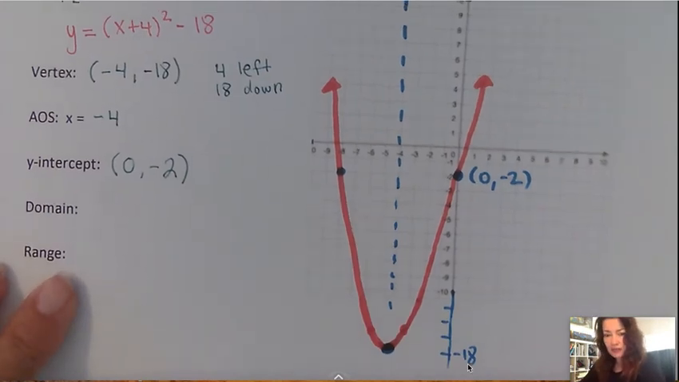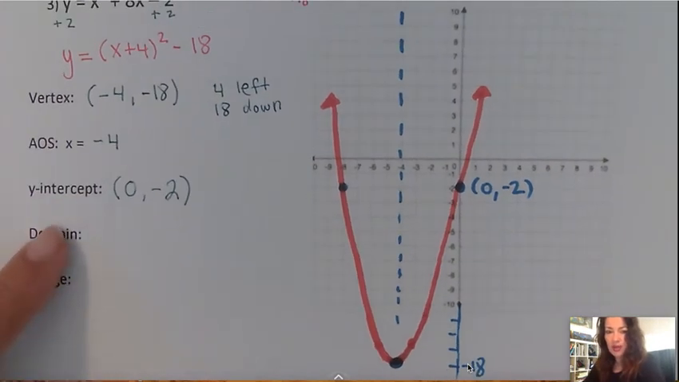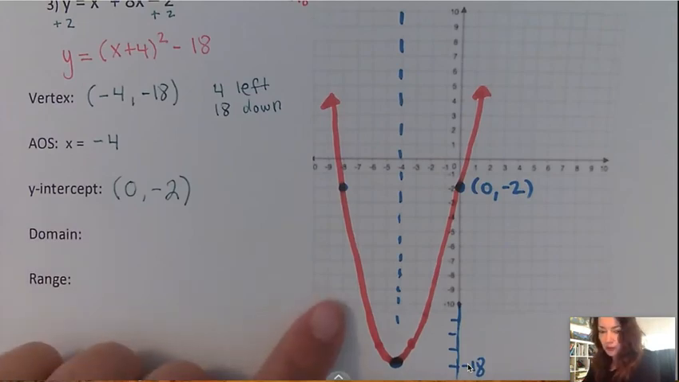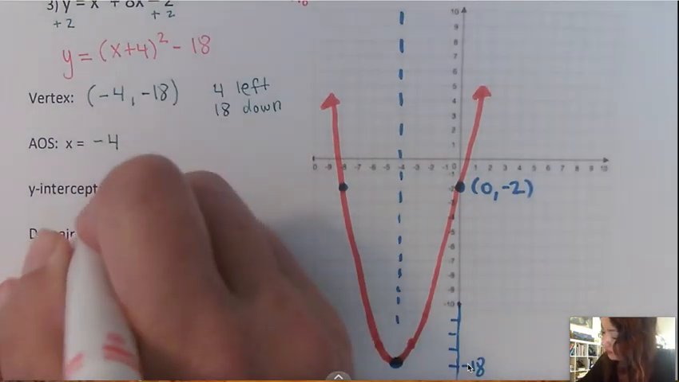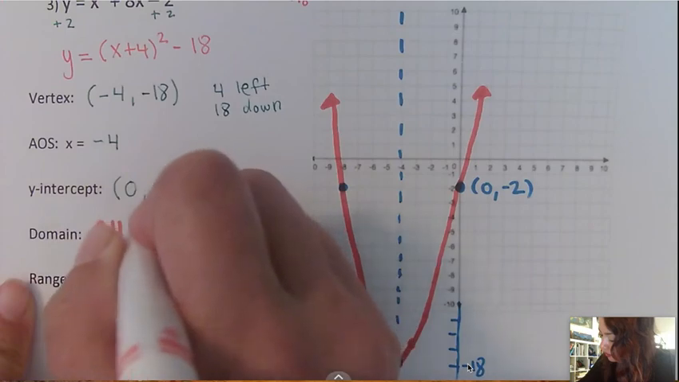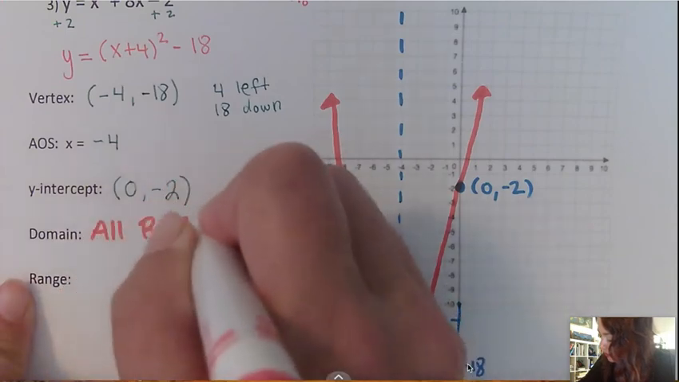All right, so the last thing we want to talk about is the domain. The domain for this parabola and all parabolas is all real numbers.